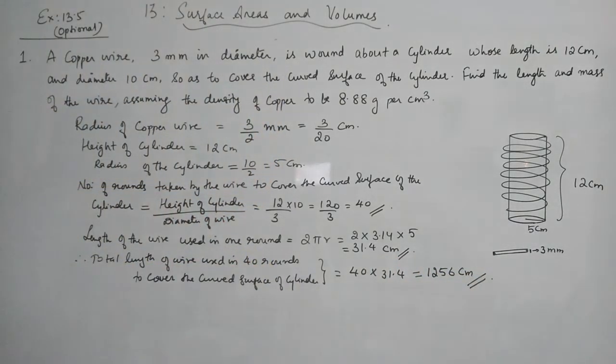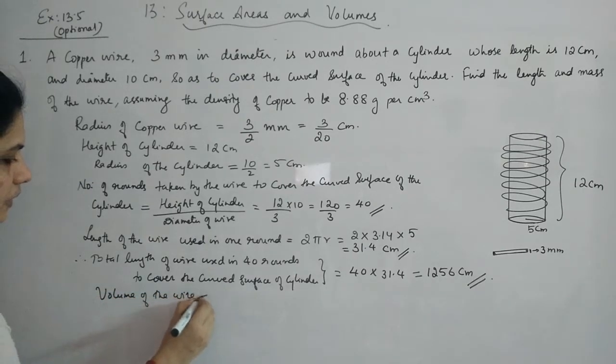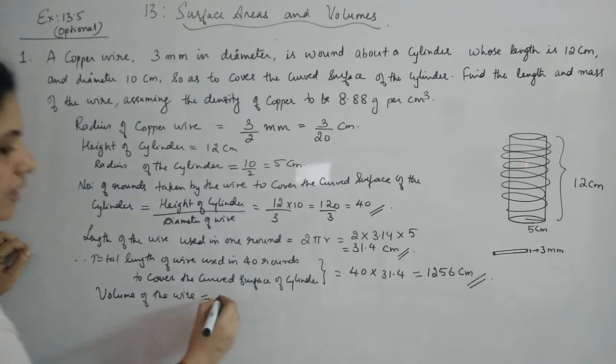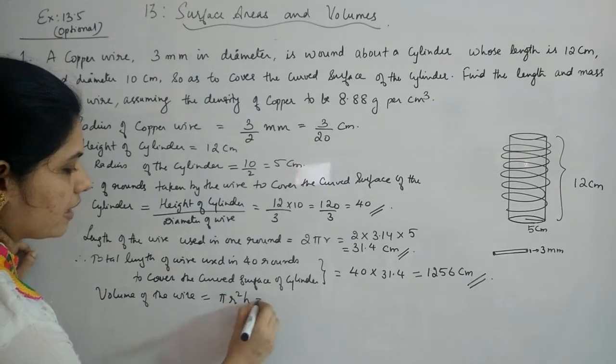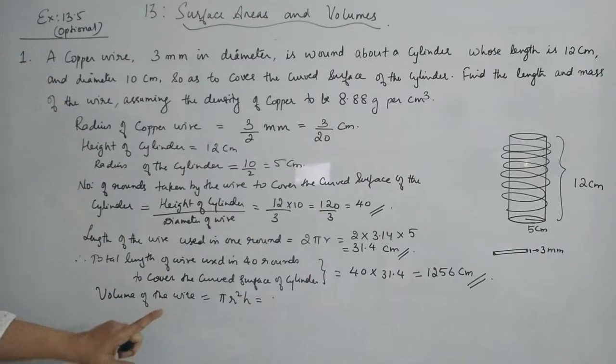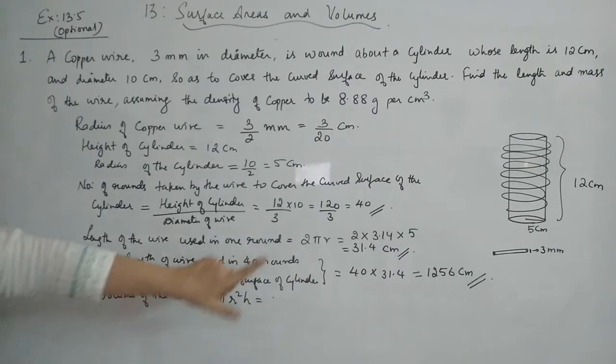So this was the one question which they have asked, that is find the length of the wire. Now we have to find out the mass of the wire, and in order to get the mass, first we need to find out what is the volume of the wire. Now volume of the wire will be equal to, again it will be pi r square h, where the r will be of the wire. Pi, again pi, here we are using 22 by 7 because of ease of calculation.